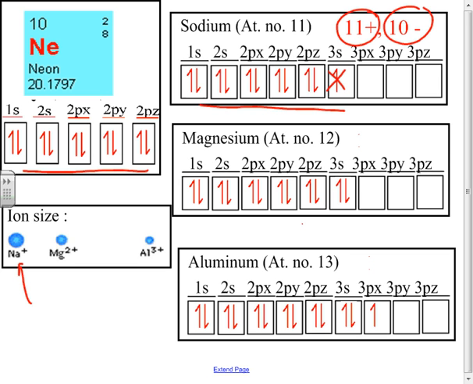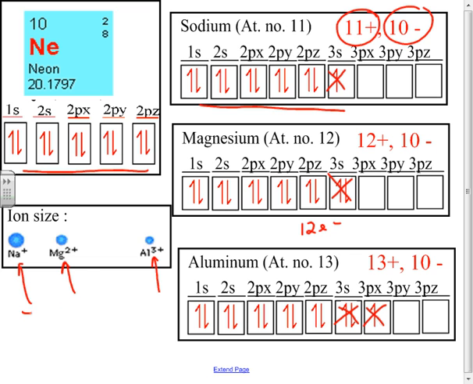Magnesium's got 12 electrons, and again, neon only has 10. So magnesium needs to lose 2 electrons. That'll give it 12 protons, 10 electrons, and now it's going to have 2 more protons than electrons, giving it a 2 plus charge. And aluminum's got 13 electrons, so it needs to lose its outer 3p and its 2 3s. In other words, it needs to lose 3 electrons. That's going to give it 13 protons and 10 electrons. So aluminum is going to be a 3 plus charge.